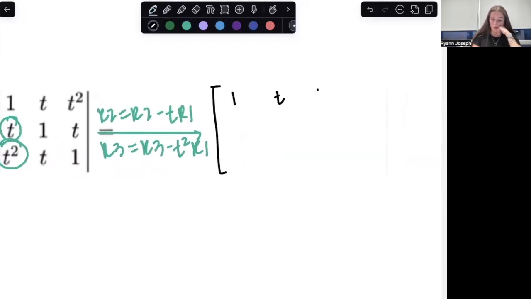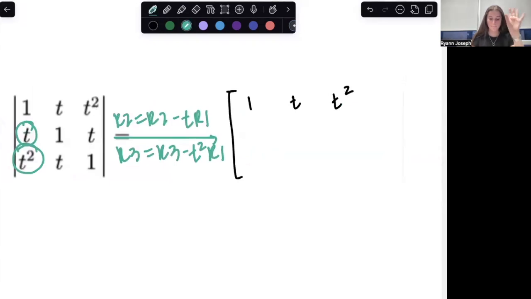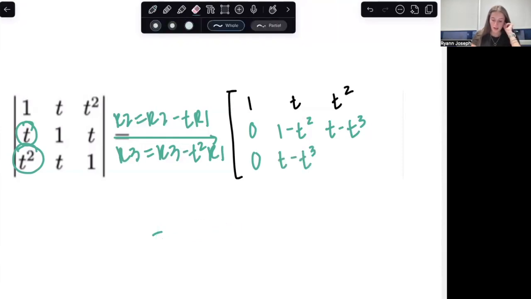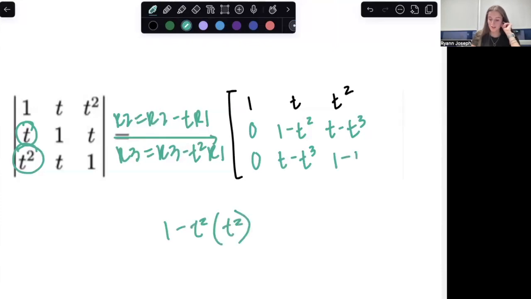So 1 t squared, and then row 2 is row 2 minus t row 1, so that's going to be t minus t here, which is going to be 0. My second value is 1 minus t times t, so that becomes 1 minus t squared. And then I've got t minus t squared, so that becomes t minus t cubed. Then my third row, the first thing obviously should go to 0 because it's t squared minus t squared times 1. Then I've got t minus t squared times t, so that's just going to be t minus t cubed. And then my last value is 1 minus t squared times t squared, so 1 minus t to the 4th.